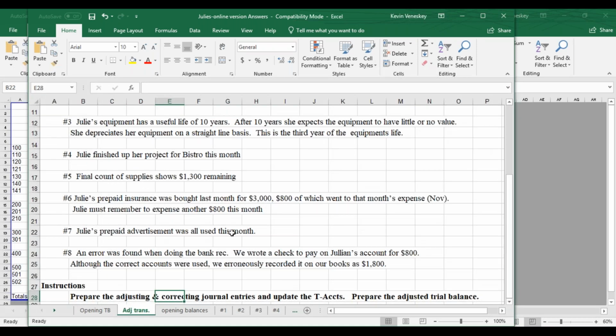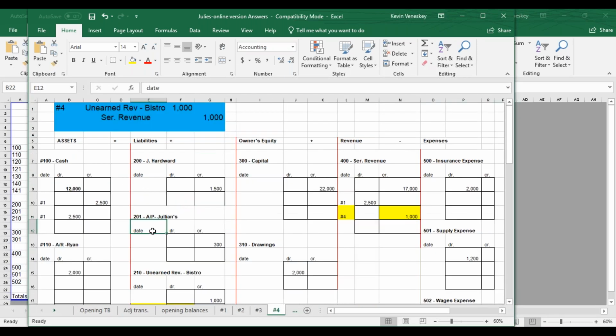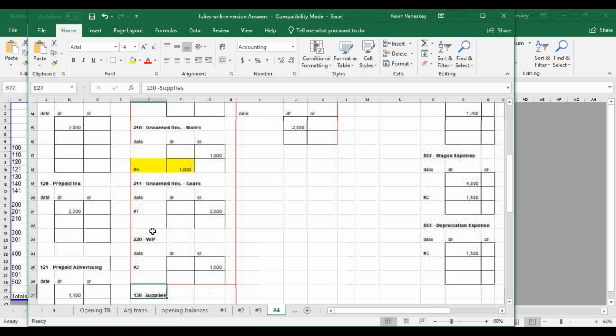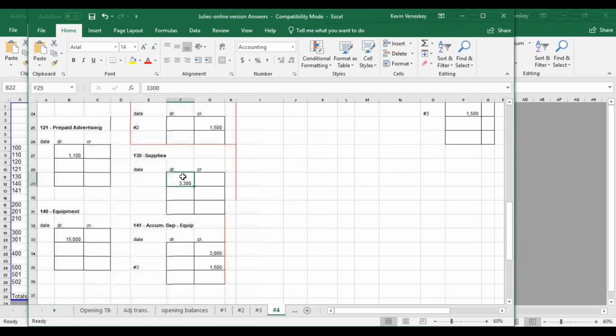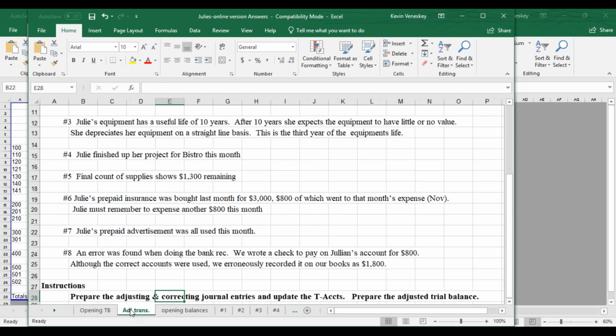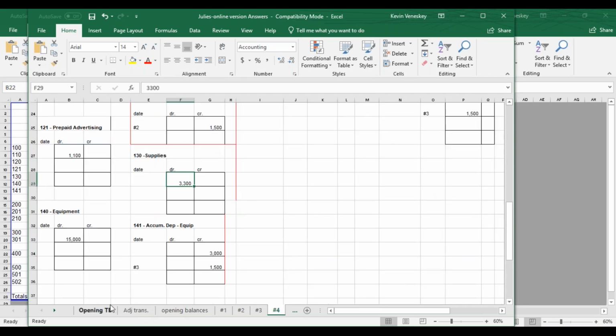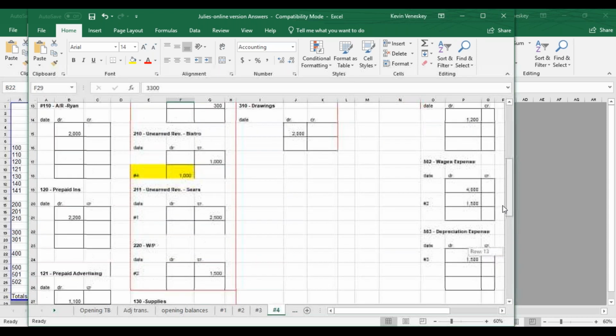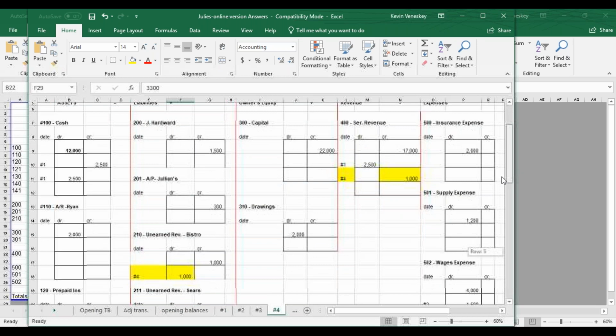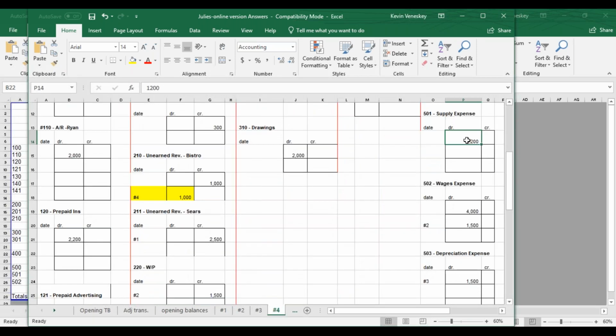Number 5, final count of supplies shows 1,300 remaining. Okay, let's go to my supply account. I started out with 3,300. I only have 1,300 remaining. So that means I used $2,000 of supplies. Let's see if I already have a supply expense. I do. I already have 1,200 in here.